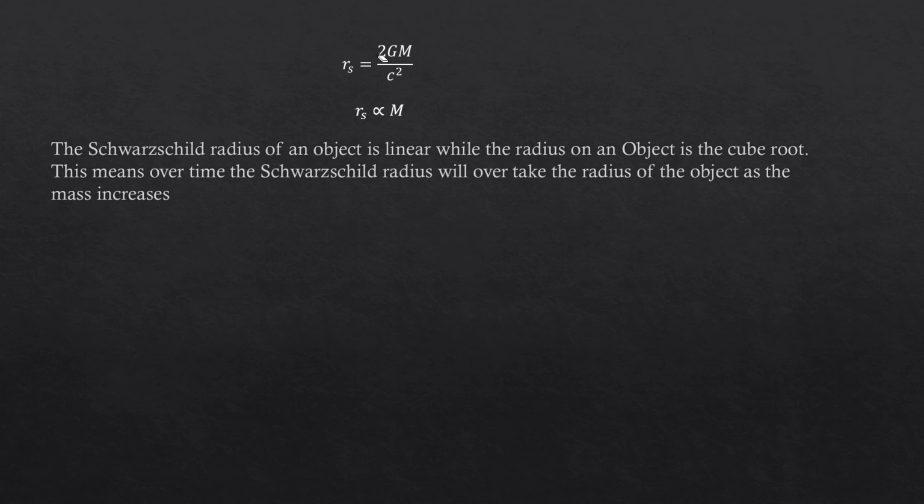Now, the Schwarzschild radius has a constant here, and mass depends on the object. So the Schwarzschild radius is proportional to the mass. The Schwarzschild radius of an object is linear, while the radius of a normal object goes with the cube root. This means over time, the Schwarzschild radius will overtake the radius of an object as the mass increases. What I mean is, if I double the mass, the Schwarzschild radius doubles, but the radius itself only increases to about 1.26 times if the mass is doubled.